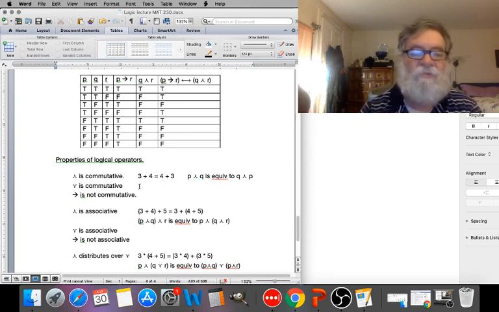OR is also commutative. Implies and if and only if are not commutative. Then AND is also associative.